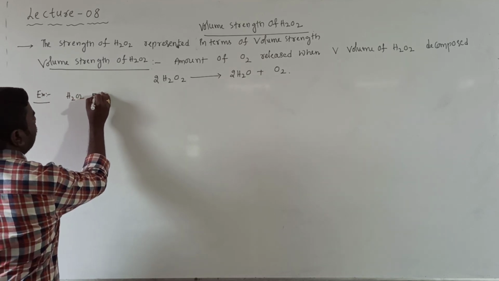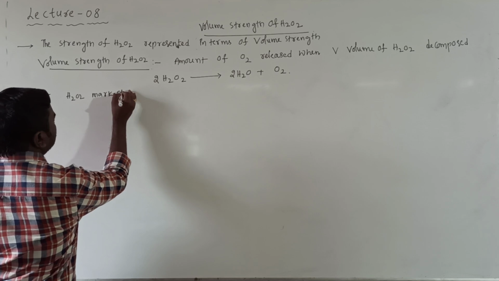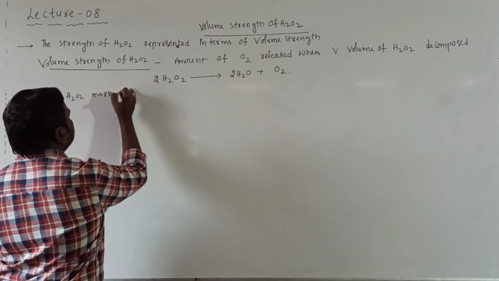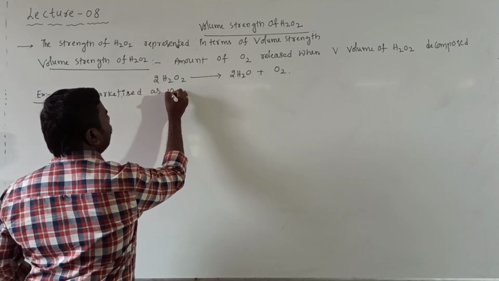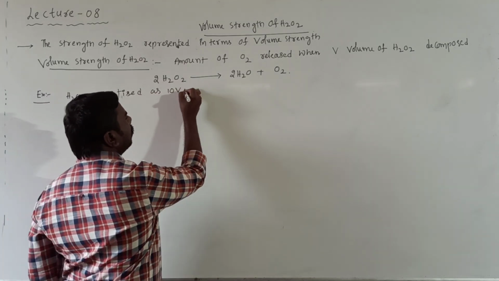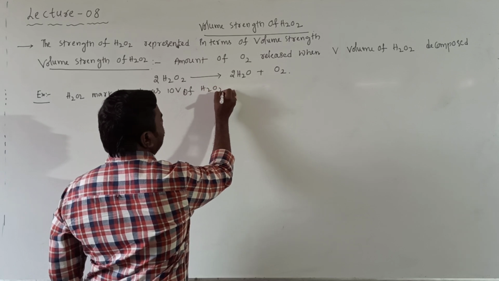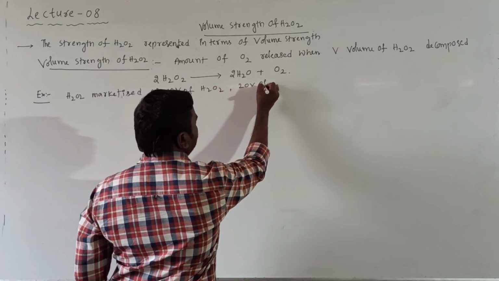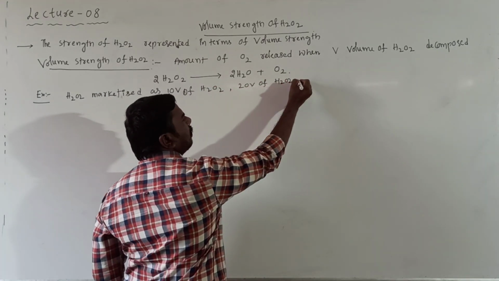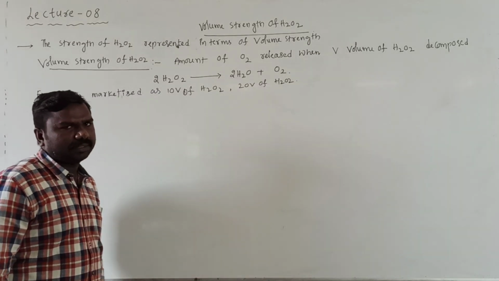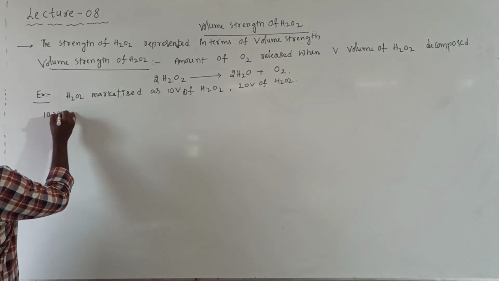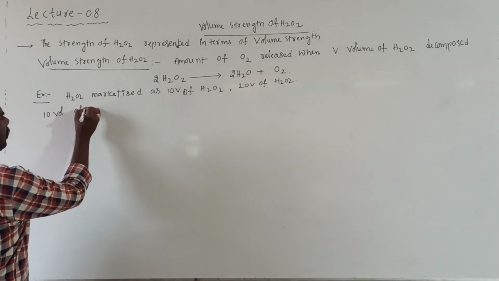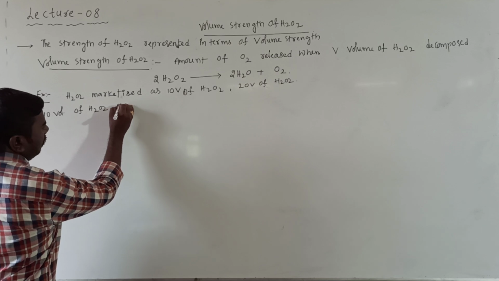For example, H2O2 is marketed as 10 volumes of H2O2, next 20 volumes of H2O2, 30 volumes of H2O2, like that. What is meant by 10 volumes of H2O2?